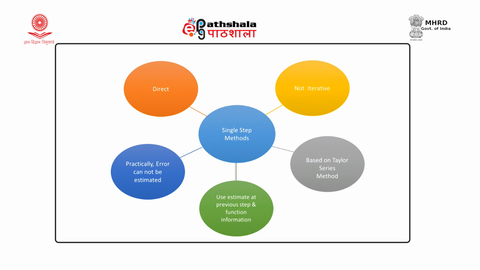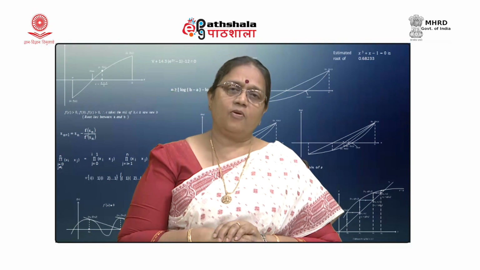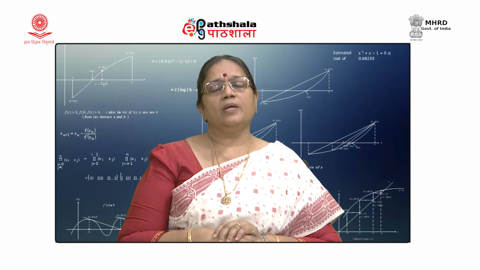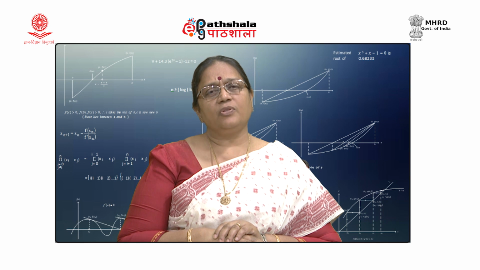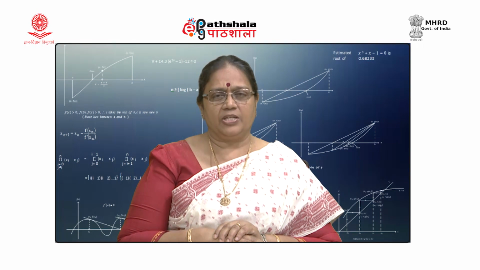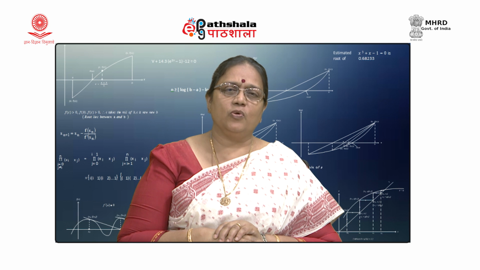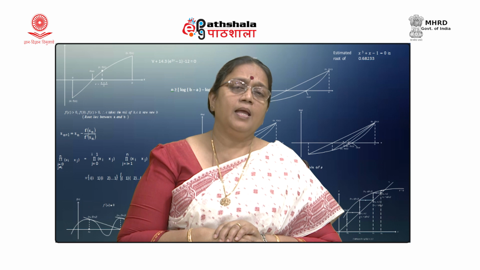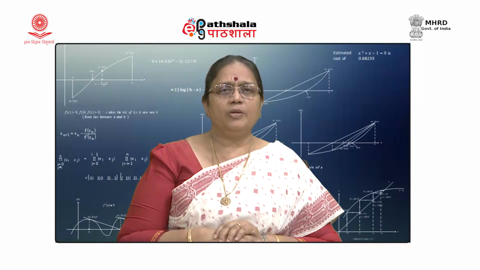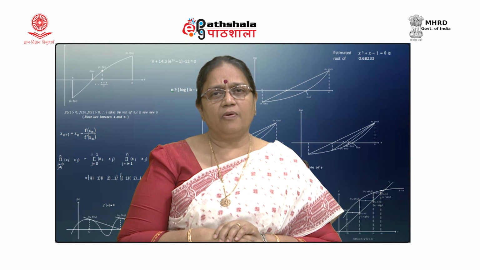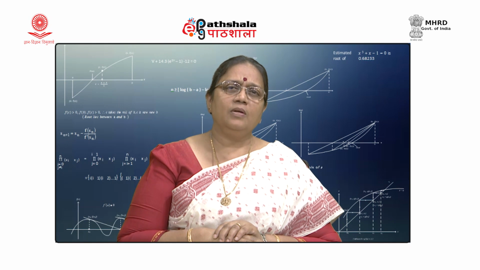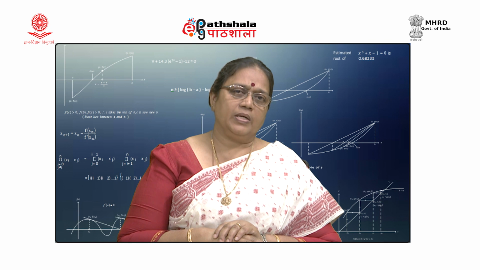Because they are single step formulas and direct formulas, the error estimate cannot be made in their cases, because we do not know what the actual error term value is. Definitely we have a theoretical idea about the order of h. So the error term is order of h cube, h raised to 4, depending upon what order formula we are using, but we do not know the value of the derivative of the function at the point xi, xi is not known to us, and that is why we cannot estimate the actual error.